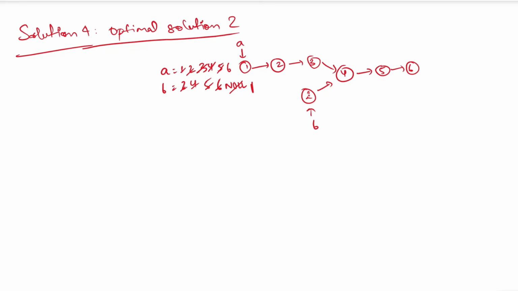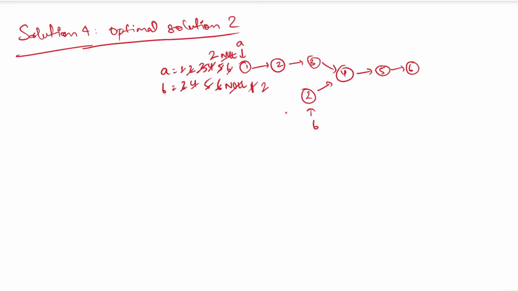Now I will make my 1 to 2. So again, now 6 will be null. Now it is null. So what I will do, I will make my A point to this node. So now my A will point to 2.